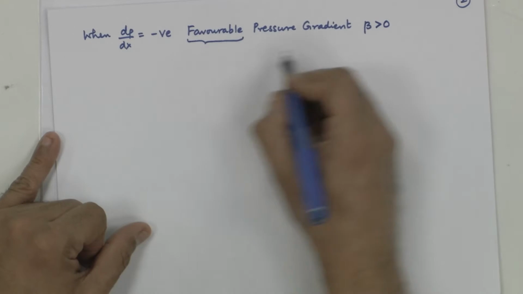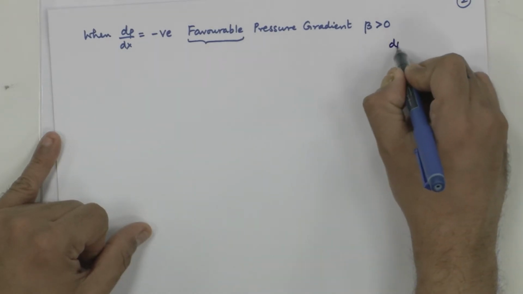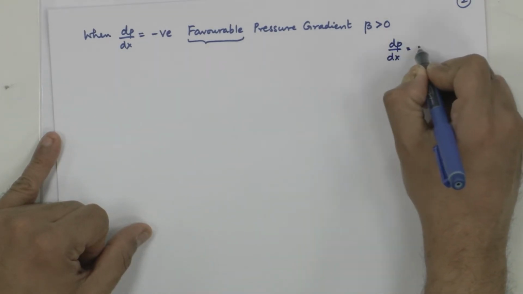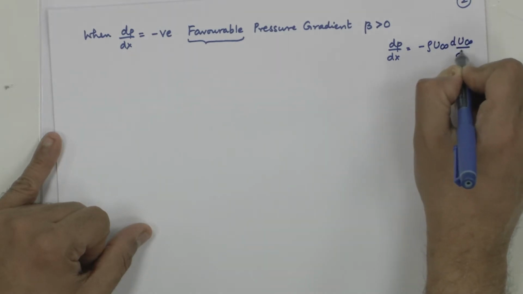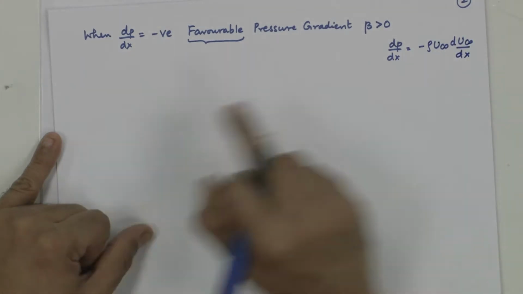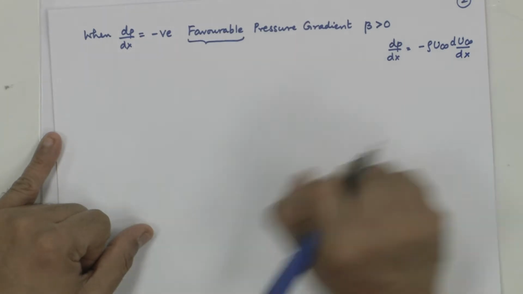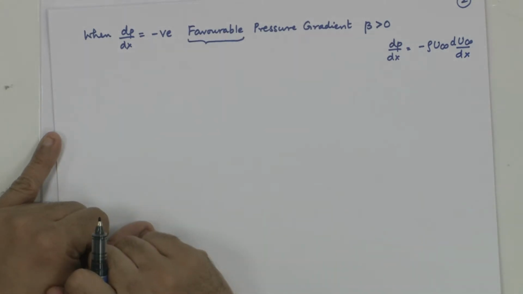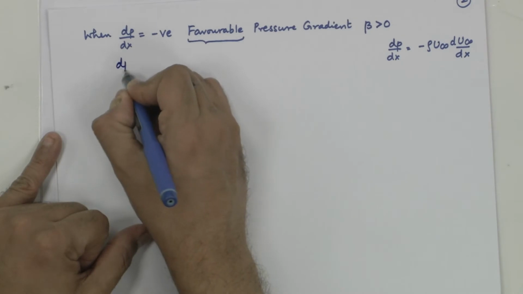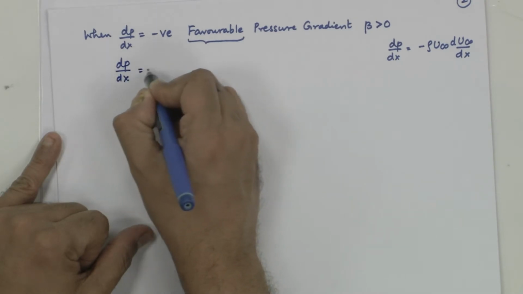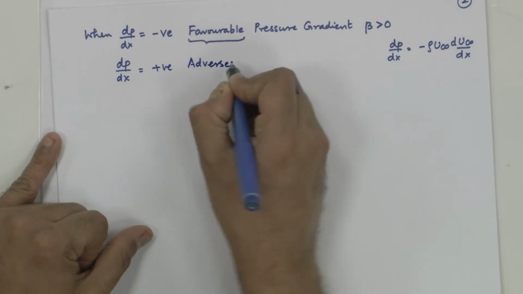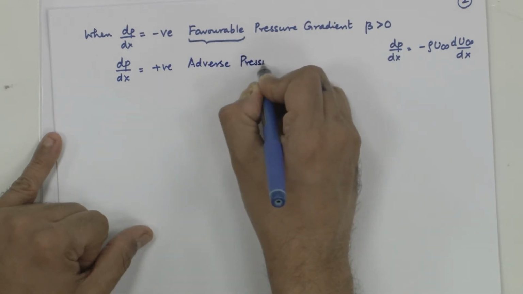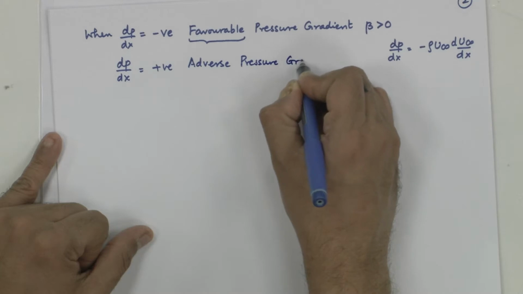So, when I write, remember, dP by dx is equal to minus rho u infinity du infinity by dx. If du infinity by dx is negative, then dP by dx is positive. This is called an adverse pressure gradient. This is not good for the flow.